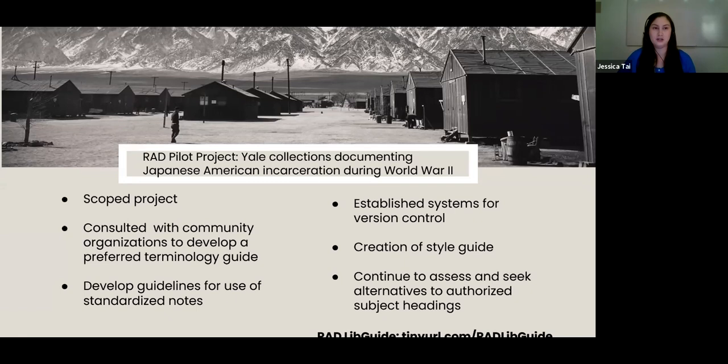In June 2021, the Library of Congress heard a proposal to revise their heading to Japanese Americans, Forced Removal and Incarceration, 1942 to 1945, but the proposal did not succeed entirely, and LC instead updated the heading to Japanese Americans, Forced Removal and Internment. RAD has inquired about the rationale for this change and continues to advocate for the use of community-preferred terminology in the heading. But in the meantime, we continue to explore options for implementing local headings here at Yale.